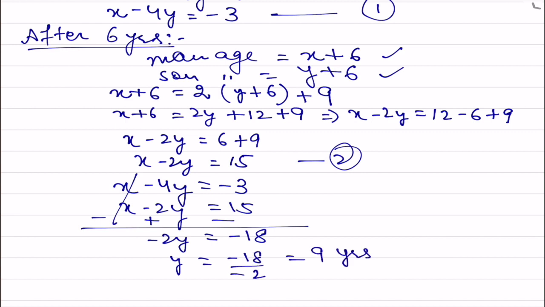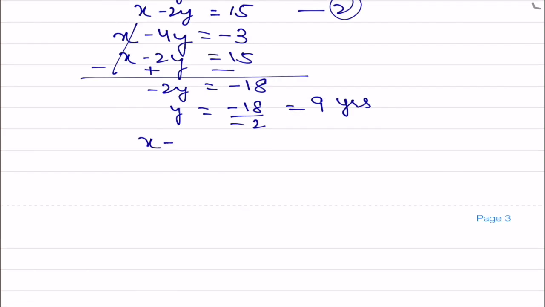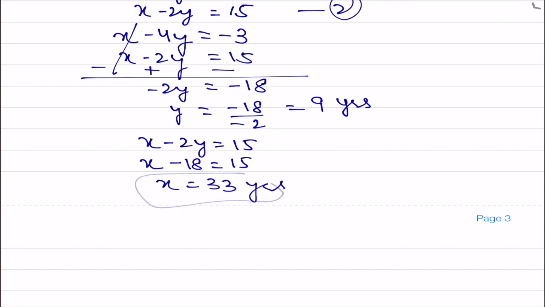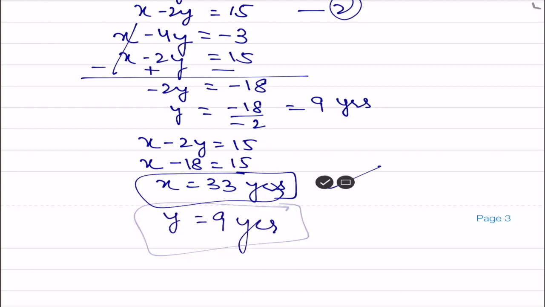So the son's age is 9. Now put the value of y in any one of the equations. The choice is yours. I am putting it in the second equation. So x is equal to 33 years. So the father's age is 33 years and the son's age is 9 years. These are the present ages, which we have taken as x and y. So this is the answer.